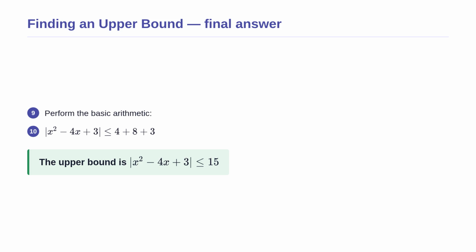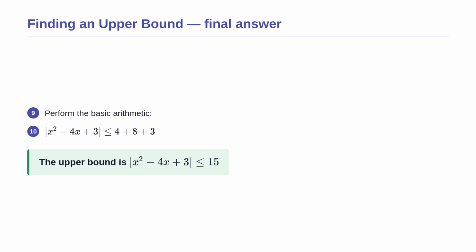With the substitutions made, we just perform basic arithmetic. We square the number 2 to get 4. We multiply 4 by 2 to get 8. The constant 3 remains unchanged. Finally, we add these three positive numbers together. 4 plus 8 plus 3 gives us 15. This is our ultimate result.